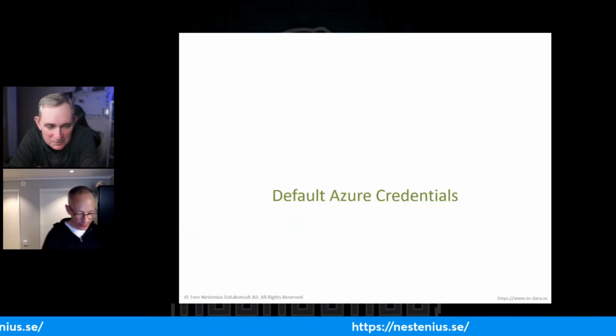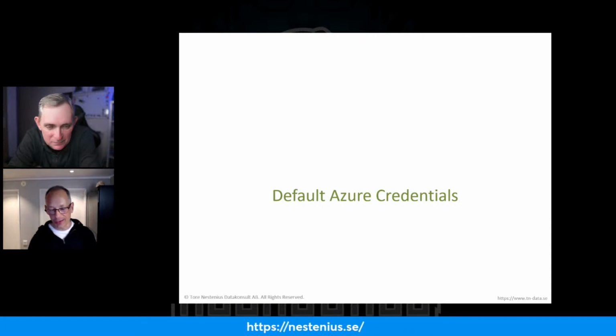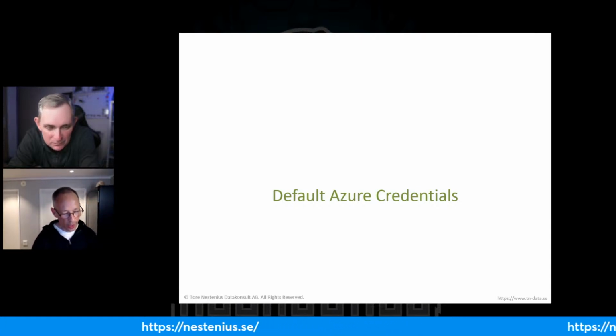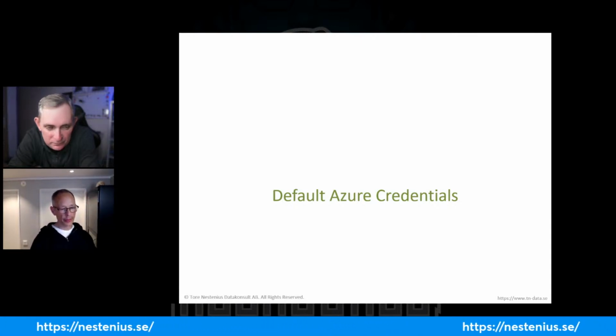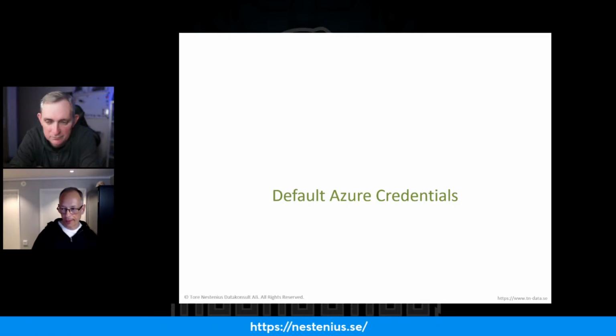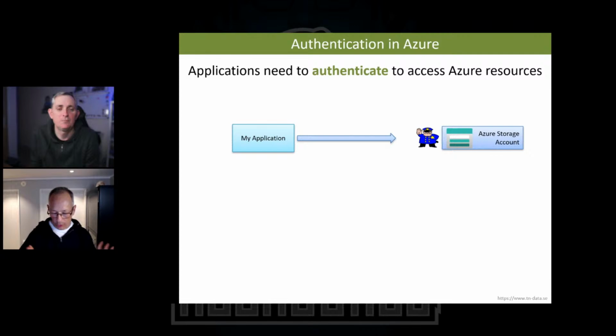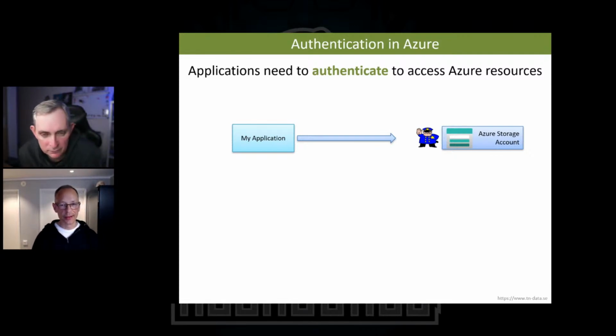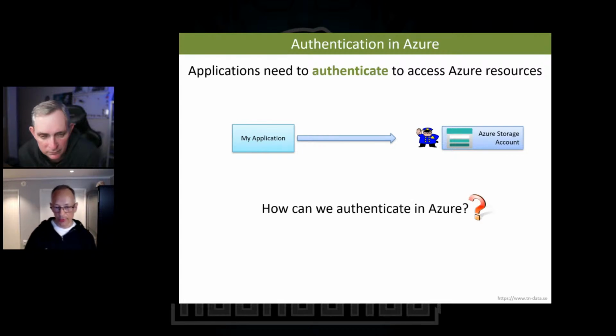So the same thing here: default Azure credentials. You see it everywhere, but how does it actually work? That's the question, and that is maybe not so obvious. Of course, applications need to authenticate to access Azure resources. That makes sense. But how can we authenticate?